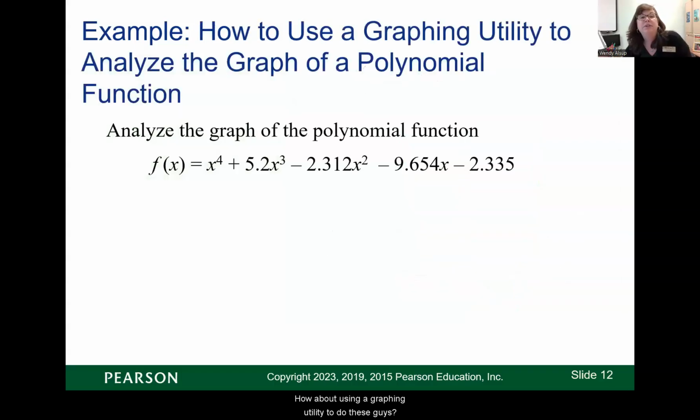How about using a graphing utility to do these guys? All right, same thing. X to the 4th plus 5.2 x cubed minus 2.312 x squared minus all of this. Pause me, write it down, please. And I'm going to share. I can get this guy.